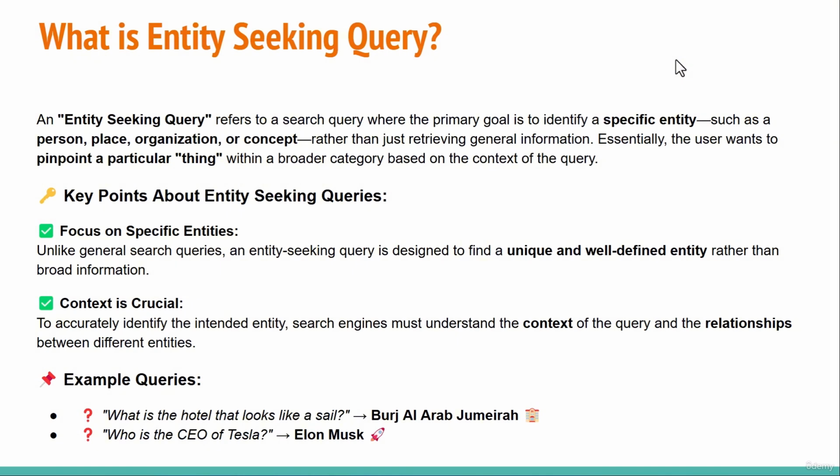Firstly, these queries focus on a specific entity. Secondly, context is essential in these queries. For example, let's say a person searches, who is the hero in Harry Potter? Or which actor played the hero in the Harry Potter movie? Or who is the CEO of Tesla? The answer to these queries will be a single word, such as Elon Musk, the CEO of Tesla, or the actor who plays the hero in Harry Potter.